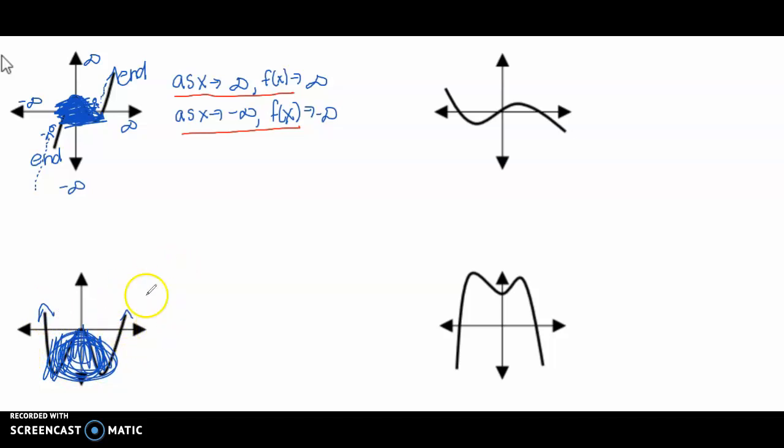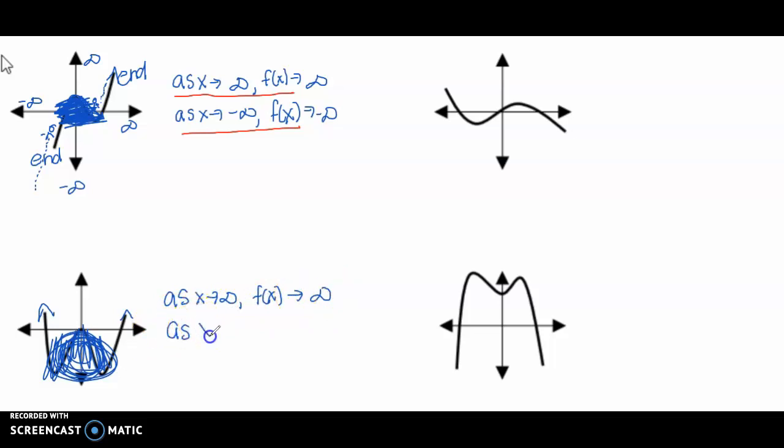So let's look at the right-hand side first. If we say as x approaches infinity, so as x gets bigger and bigger, as I go towards the right-hand side of my graph, where is the y value of my graph going? Well, the y value is going up, up, up forever. So I'm going to say my function, or my y value, is approaching or going up towards infinity. Okay, so that part stays the same. You're only changing where the y value is going to.